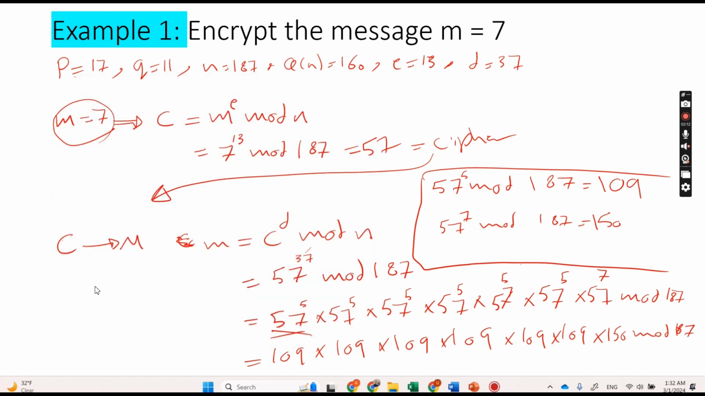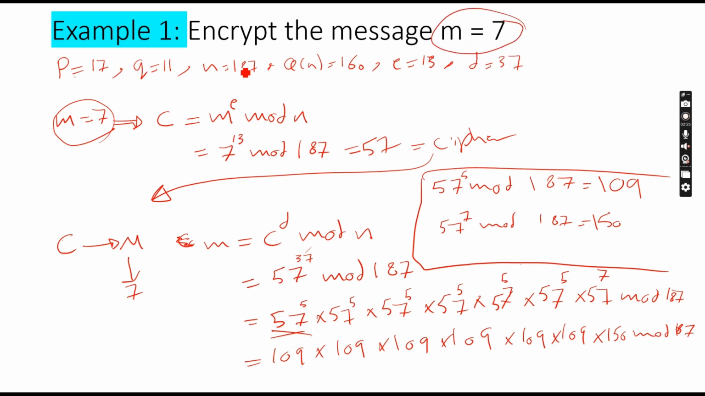The answer is 7, which is the main message. So the message was 7. We encrypt the message and it becomes 57, and we decrypt the message and it becomes 7 again. For example, you write a paragraph, you encrypt it and send it on the internet. Then the receiver decrypts it again to read it. This is how you can make sure your answer is correct, because the last answer should be similar to the plain text or the clear text.